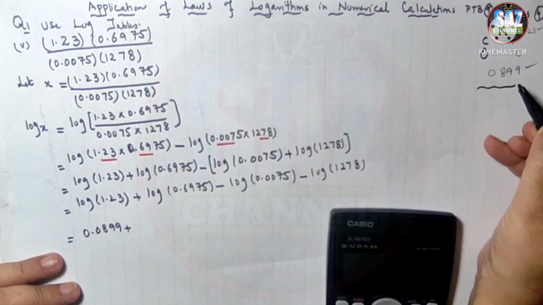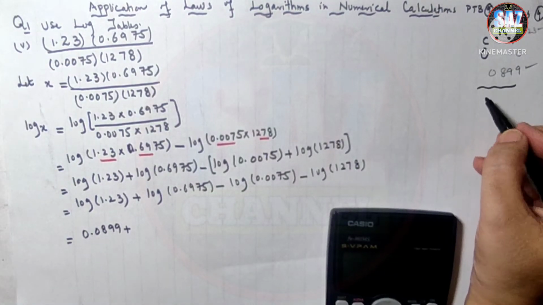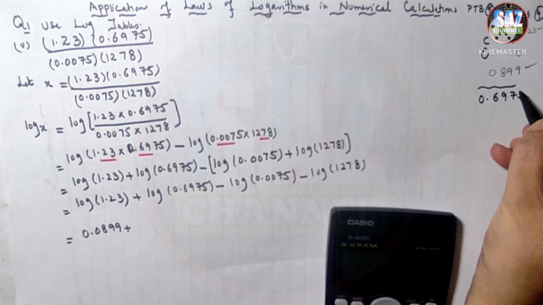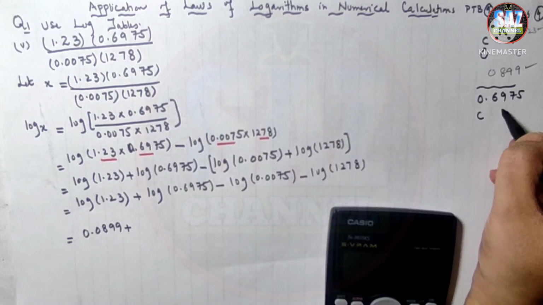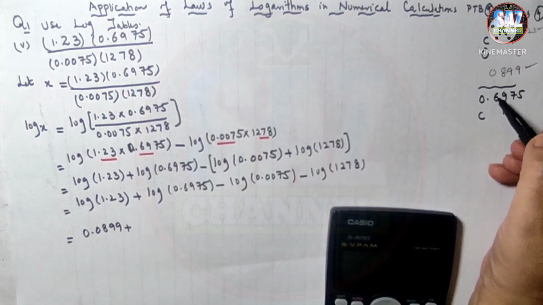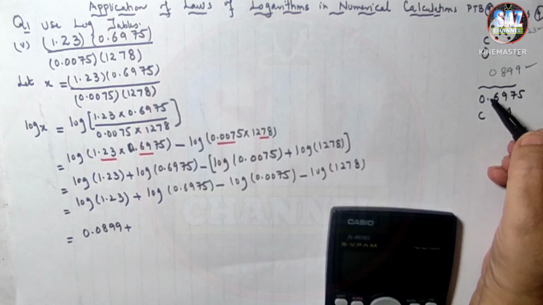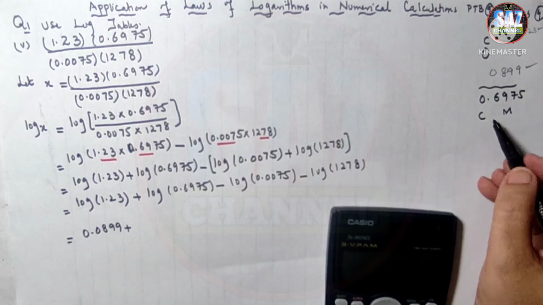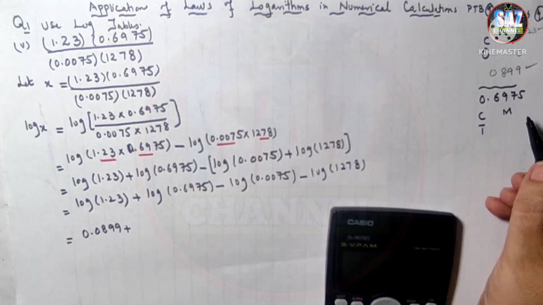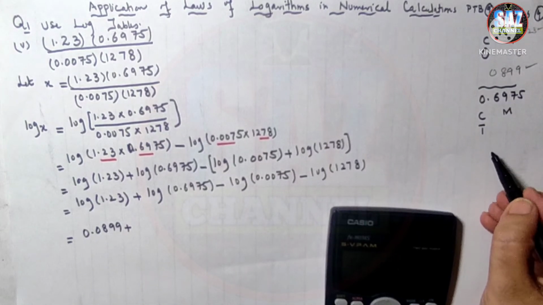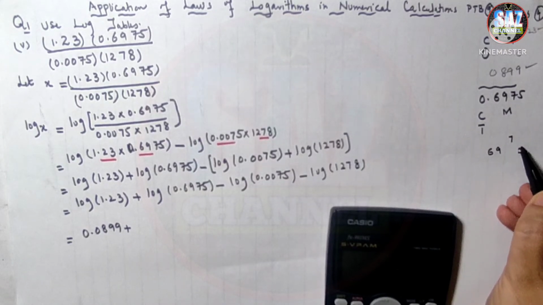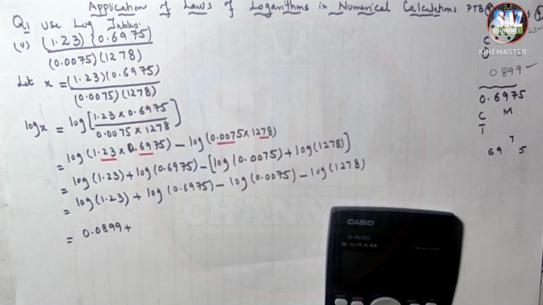The second number is 0.6975, and we have to look at characteristic and mantissa. As the number is less than 1, and there is no 0 after the decimal, so characteristic of this number will be -1, and for mantissa I need to take 4 digits, 4 significant figures, and I have to locate 69 in the column of 7, and then I have to see the difference table 5. So let me hold the book.